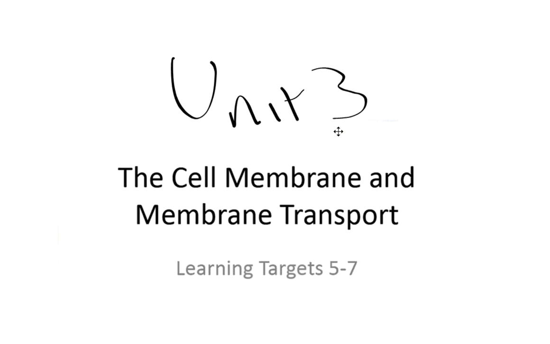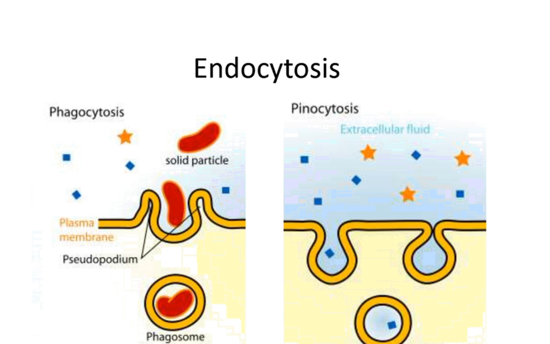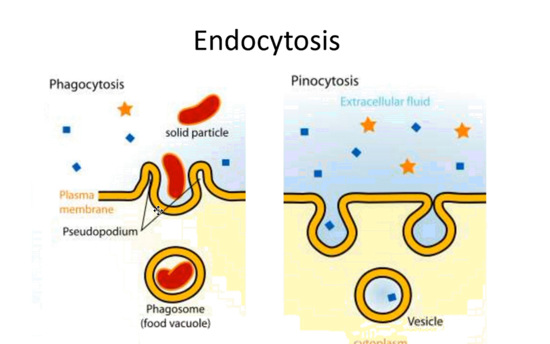So a type of active transport is called endocytosis. Endo, inside, cyte, cell. And so this is when it takes really big particles into the cell. Two types of endocytosis. Phagocytosis, this is solid particles, and pinocytosis, liquid. So how does this work?